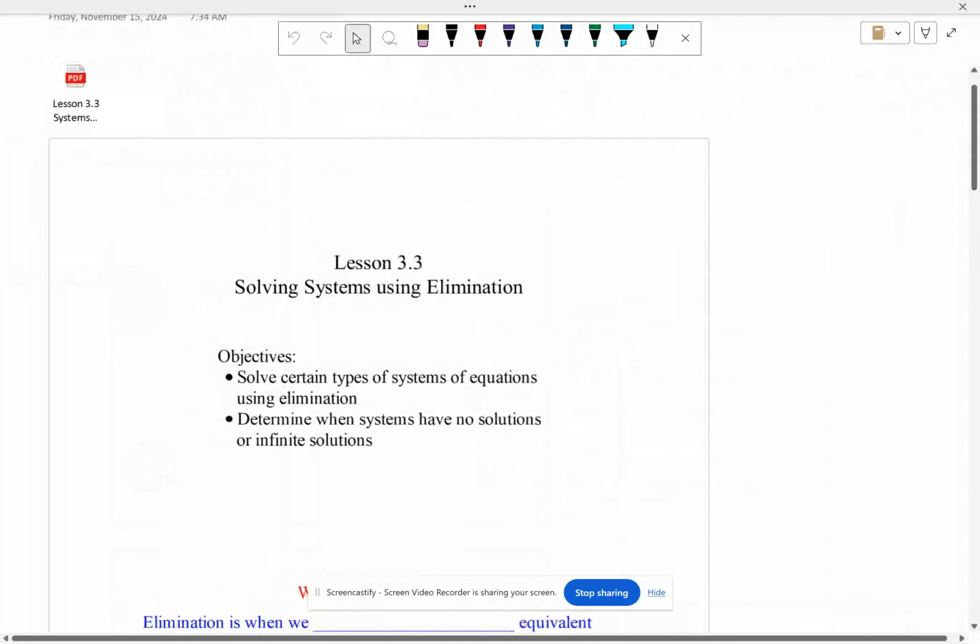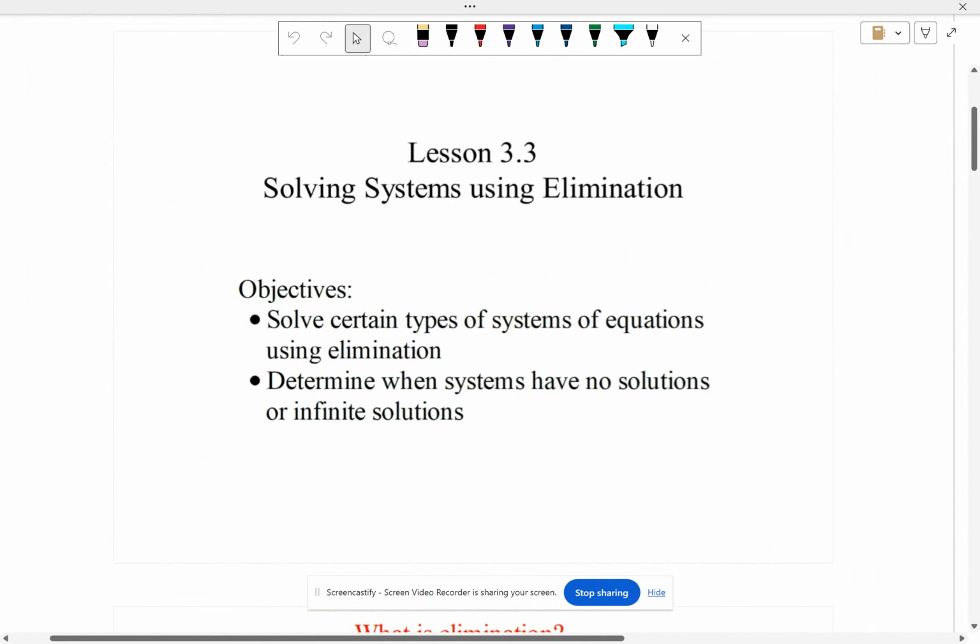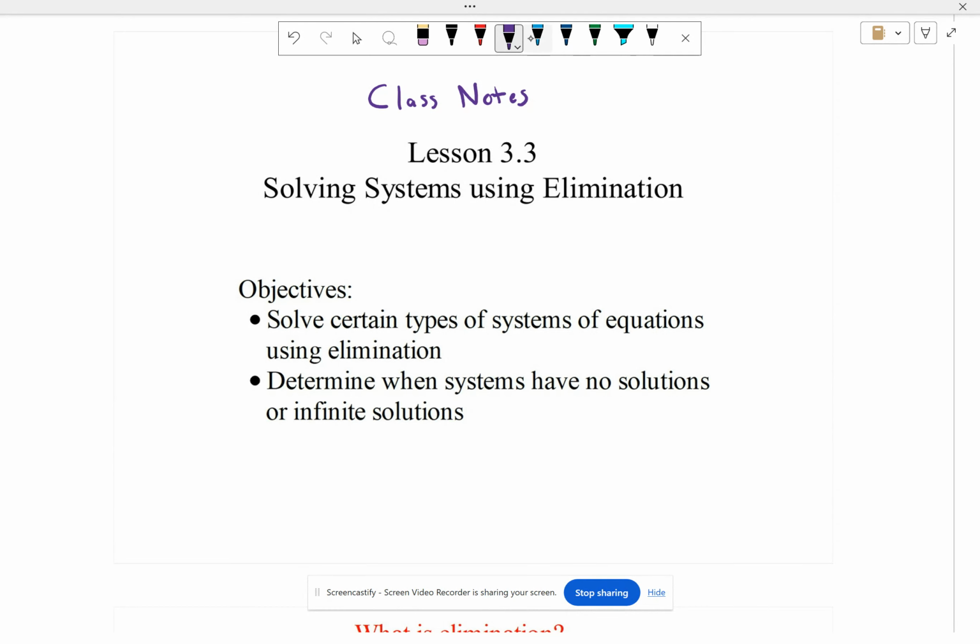Hello, college math topics. We're in the class notes under 3.3, solving systems of equations. So this is in class notes, and you're going to take notes along with the video. If you need to pause it, feel free to do so.